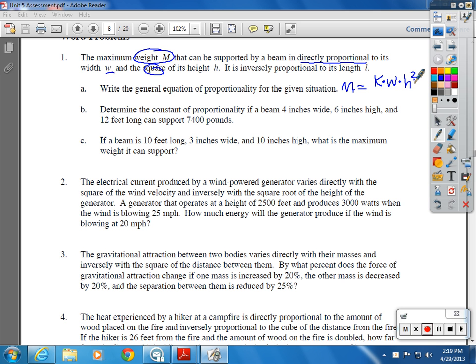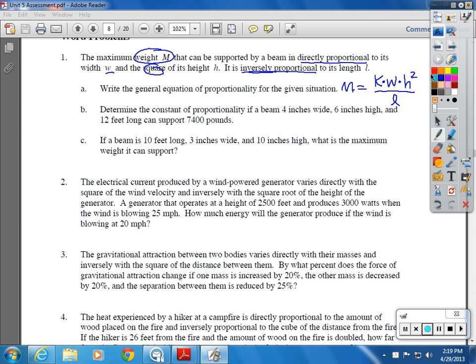And then we have a second sentence here. It is inversely proportional. That means divided by the length L. You can only have one general equation to be able to do these. A lot of people are tempted to write two equations. We don't want to write two equations. We got to have everything in one equation.